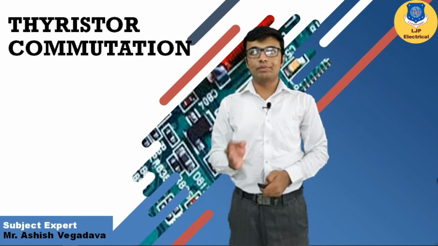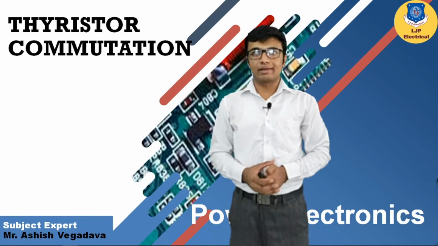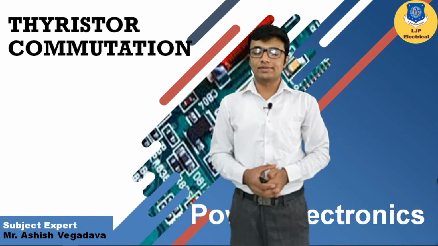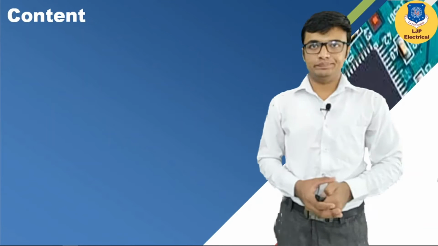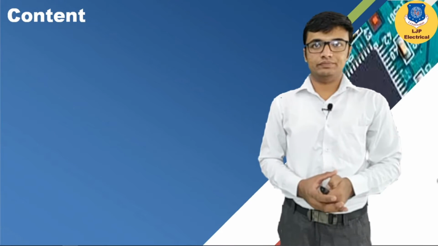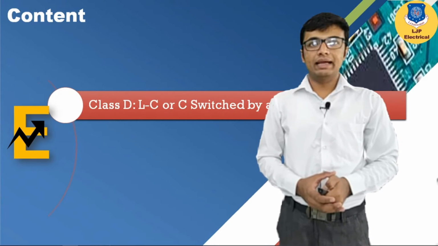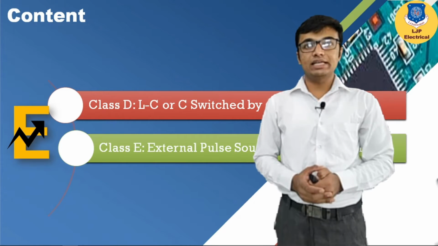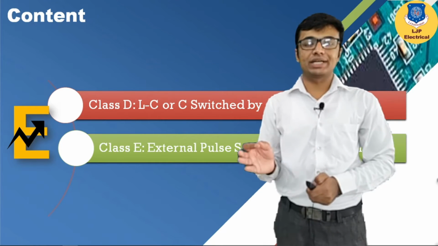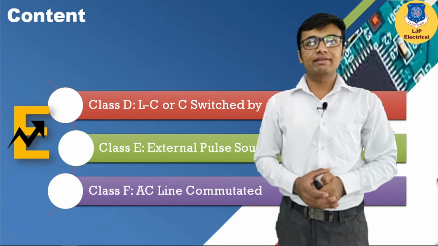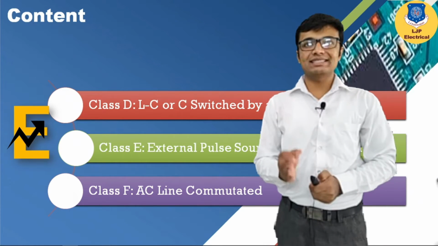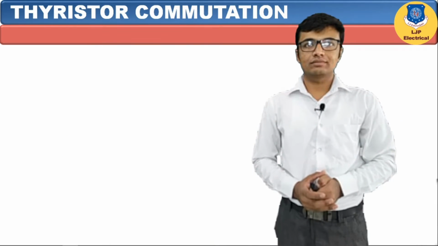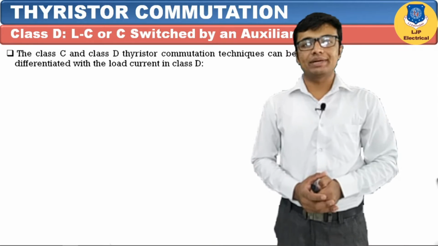Today we will learn thyristor commutation in the subject power electronics. Let's move to the content of this topic. In this topic we will learn class D commutation and class E commutation, which is external pulse commutation. And last we will learn class F commutation, which is line commutation. So let's start with the class D commutation.